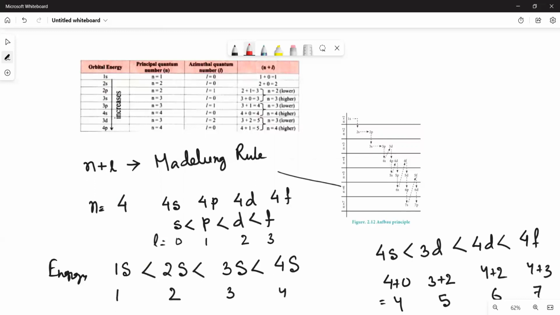You see that all this has been written here, showing how the energy is increasing. This is the principal quantum number, and this is the azimuthal quantum number that has been found from the Schrodinger equation. And now it is written lower, higher, lower, higher, lower.